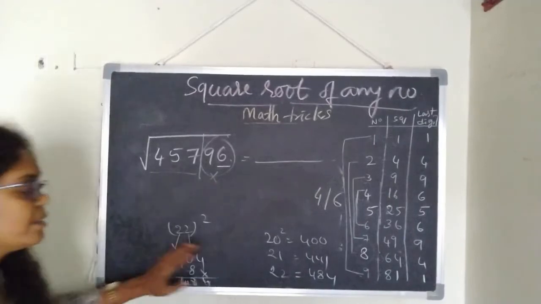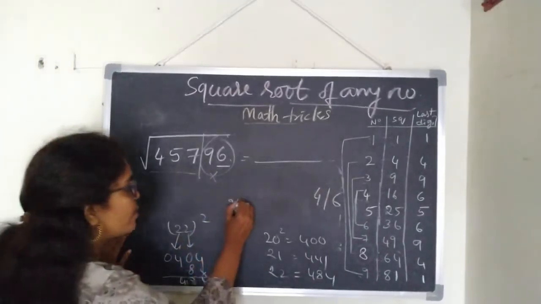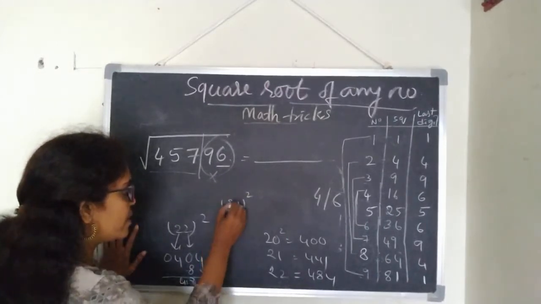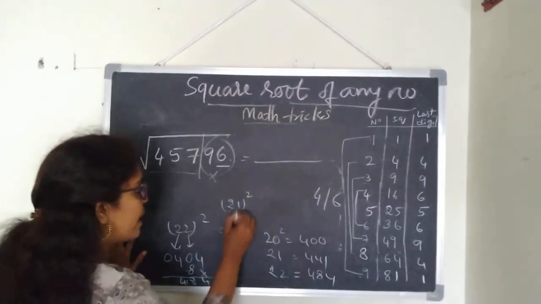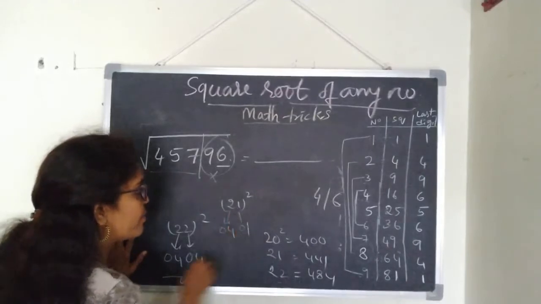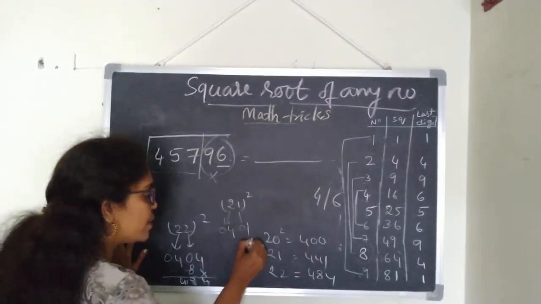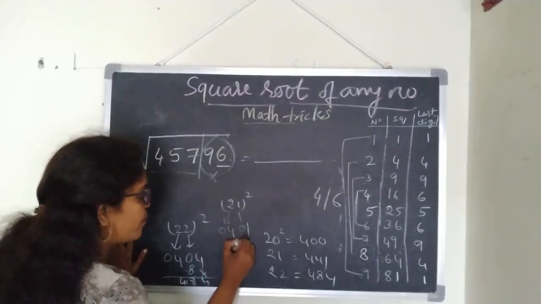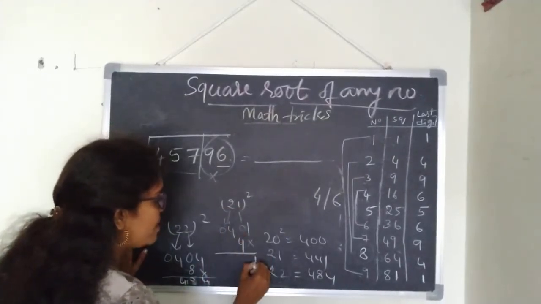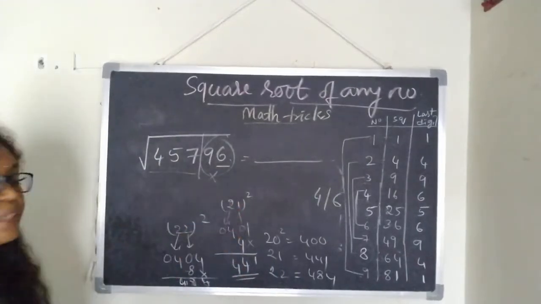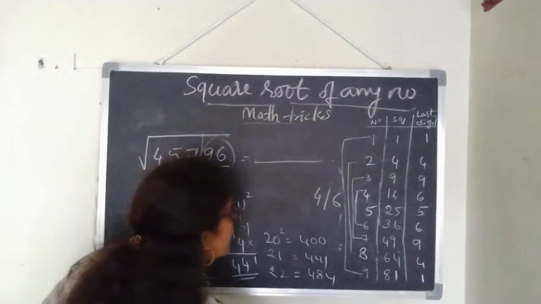21 square also in the same manner. If you want to find 21 square, the square of digit 2 is 04 and the square of 1 is 01. And take the product of all the digits. 2 1s are 2, 2 2s are 4. Leave the units digit and place the 4 here. So 1, 4 and 4. 441 is the square of 21. So like this you can find out.